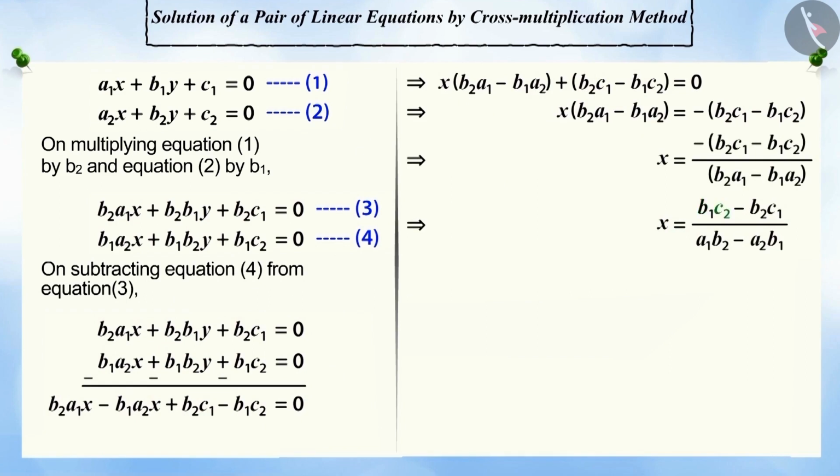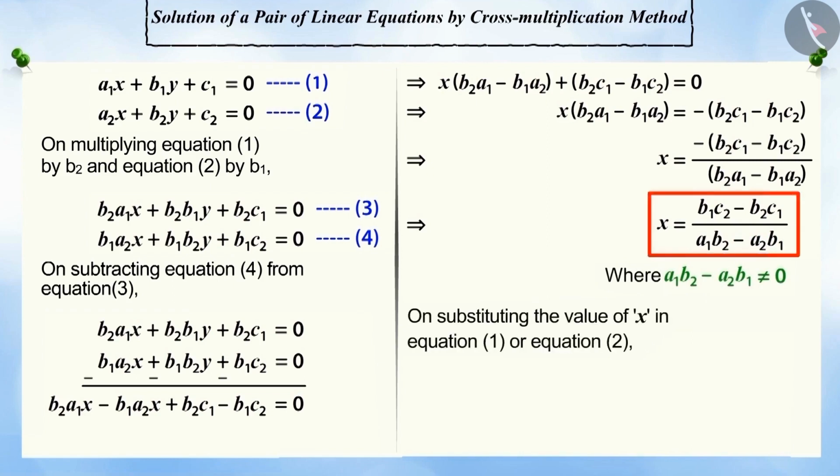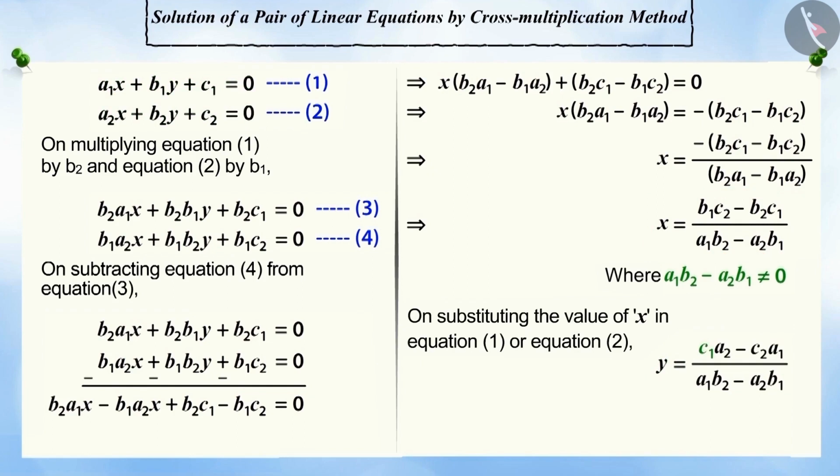x is equal to (b1c2 minus b2c1) divided by (a1b2 minus a2b1), where a1b2 minus a2b1 is not equal to 0. Substituting this value of x in equations 1 or 2, we get y is equal to (c1a2 minus c2a1) divided by (a1b2 minus b1a2), where a1b2 minus b1a2 is not equal to 0.